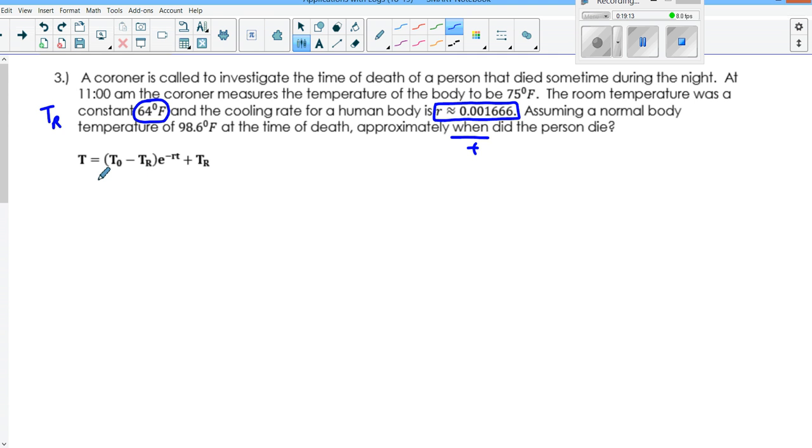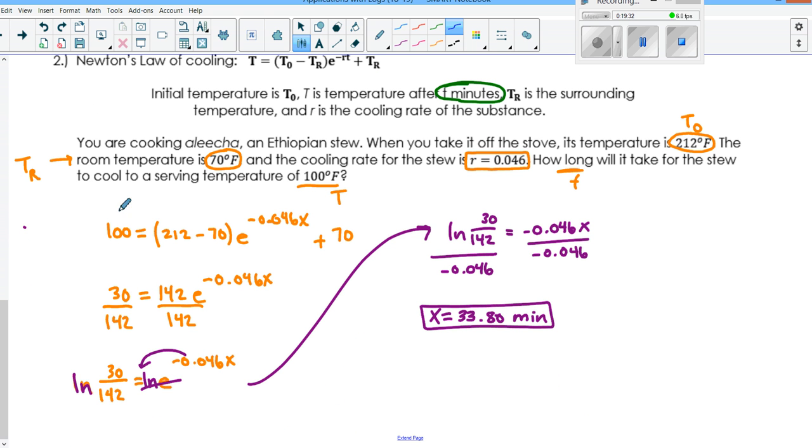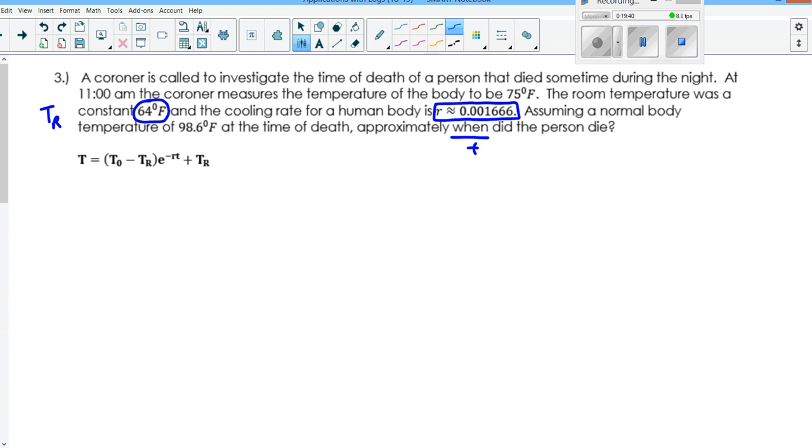Okay, so my T value is the temperature that is current. If you think about the last problem, I'll flip back over to it real quick. The T value in this one was the 100 because that was what I wanted it to get to. I wanted to know when it was going to get to that temperature. Whereas in this one, my T value is saying that the temperature is 75. That's my T value because that's what it's at now, and I want to know how it got there.